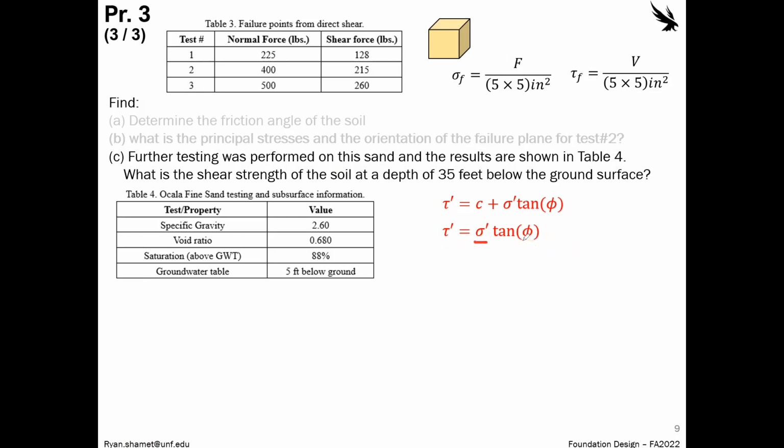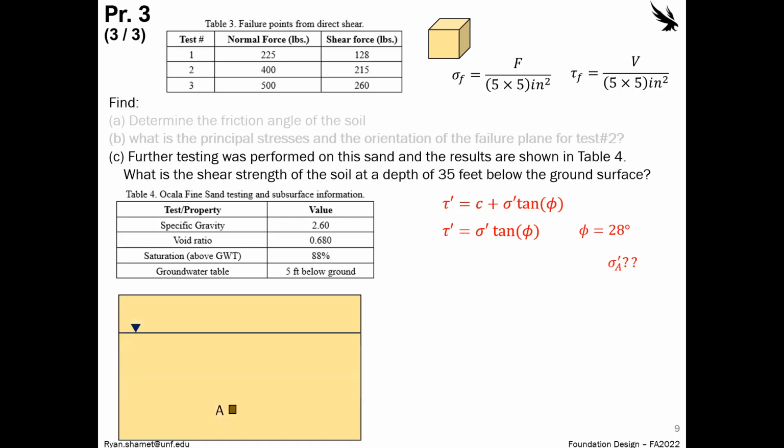So what we need is our in situ vertical effective stress at 35 feet below the ground surface. Now we're given this table of all these test properties, and since this is effective stress, the groundwater table is important. And all of these things are important to find the unit weight. So we know this friction angle. What we need to do is find our vertical effective stress at, I'm just going to say this point A, which is 35 feet below the ground surface.